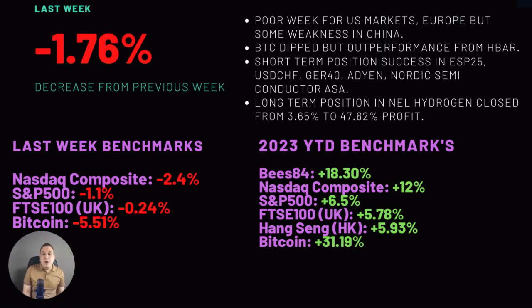As we move on to our performance last week, our portfolio was down about 1.76%. That was because it was generally quite a poor week for US markets. Europe also performed pretty badly, and there was some continued weakness in China. We also saw BTC dip last week, going down about 5.51%. That is because there's a lot of regulatory concern at the moment, especially with the SEC starting to open cases against crypto-related companies, and it scared the market a little bit.